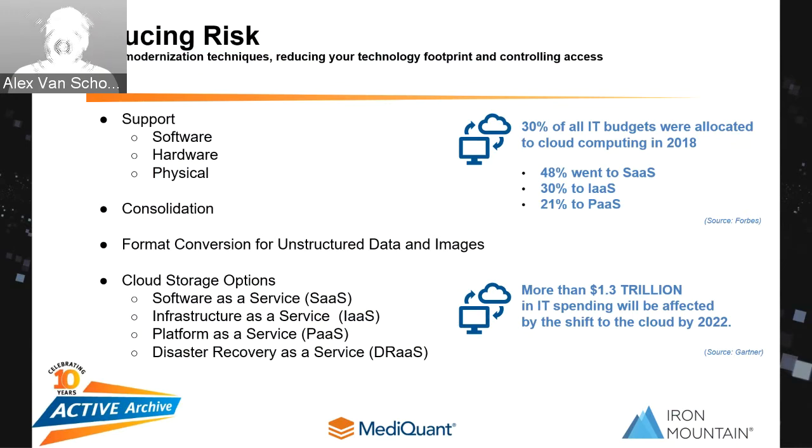Yeah, and Pat, looking at the statistics here, 30% of IT budgets allocated in 2018, and the percentages that go to software, infrastructure, and platform as a service, and the amount of money that is anticipated at 1.3 trillion by 2022, the cloud is where it's at. So what other advantages does that offer organizations in terms of managing risk?